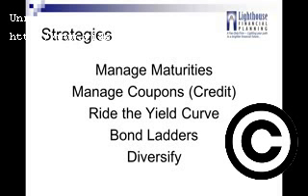So basically, we have 5 strategies for managing the bonds in a rising interest rate. We can play with the maturities. We can play with the coupon rates or the credit of the issuers. We can look at what the yield curve is and try to optimize where we are in the yield curve. And we use bond ladders and we diversify.